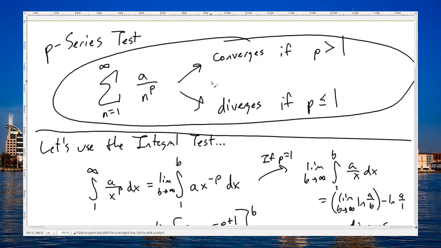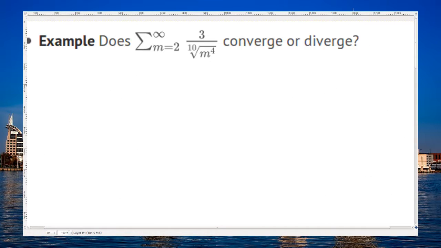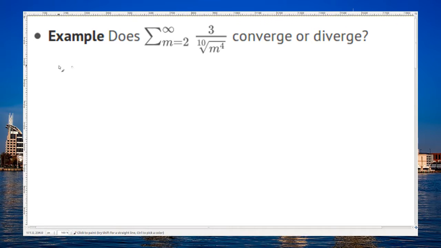So when we see a p-series, we can immediately, without even thinking almost, tell whether it converges or diverges, because it's either going to be a power bigger than 1 or it's going to be a power 1 or less. Okay, so let's take a look at an example. What about this guy? Does it converge or does it diverge? Well, let me just rewrite it as a p-series.